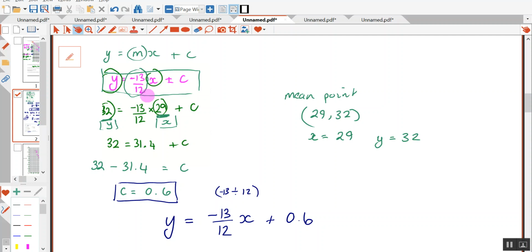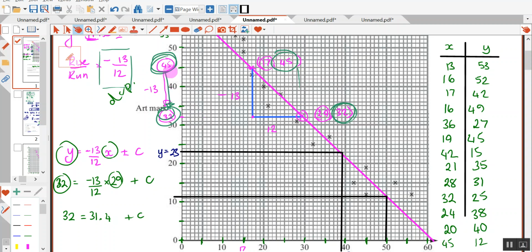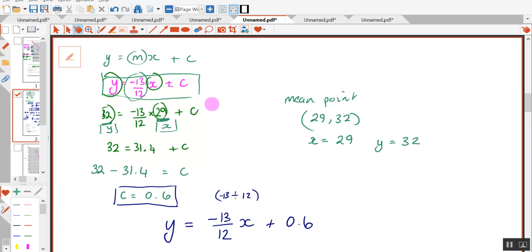Rise and run, yeah? Run and rise. Are we quite happy that that was correct? Is the rise negative 13 from the points? Is the run 12? All right. So I'm happy enough with that bit.